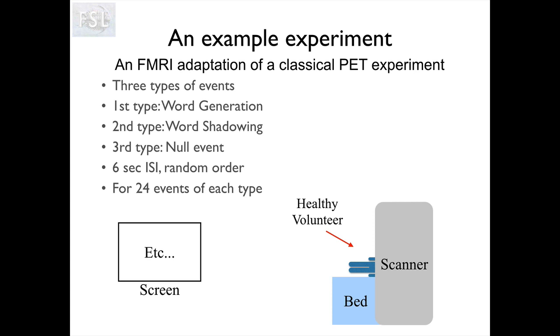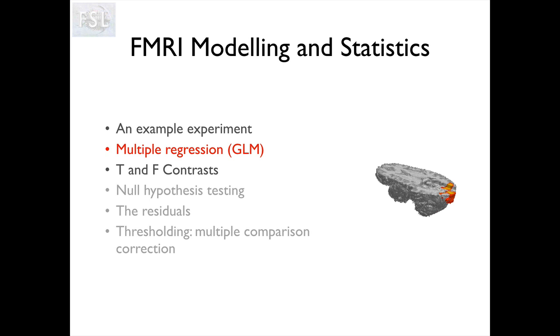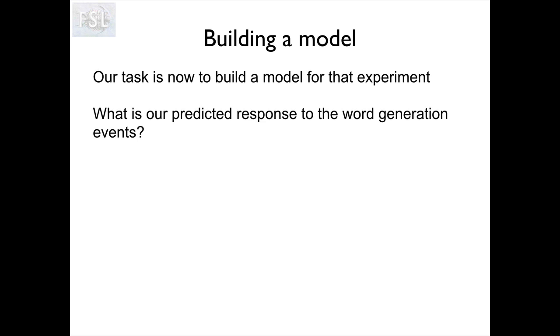What we're going to do now is, together, build a model that we can use to model these data. We're going to use something called multiple regression, or the general linear model, which is simply the tool by which we analyze data like this. So the task is now to build a model for that experiment. A model consists of predicted responses, so we need to come up with predictions for what we think might happen in the brain as a response to these different types of events.